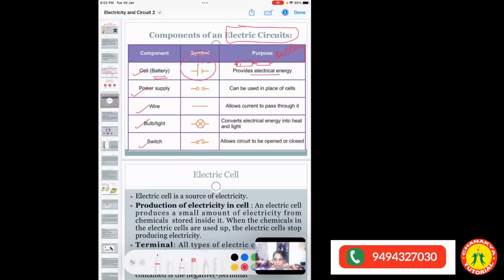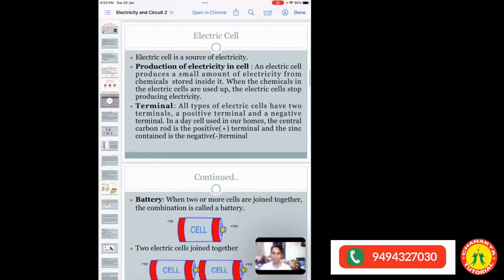The second thing is power supply. If we do not have a cell or battery, in that case, we need the power supply. Third thing, wire. It will allow current to pass through it. Then bulb or light, it will convert the electrical energy into heat and light energy. Then switch. It allows the circuit to be open or closed. With the help of the switch, the circuit will be allowed to be open or to be closed.